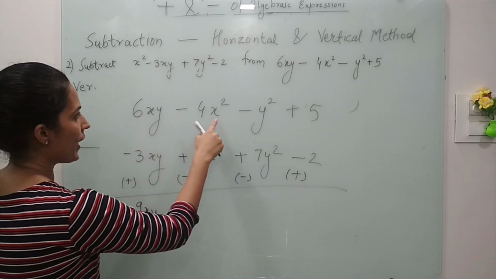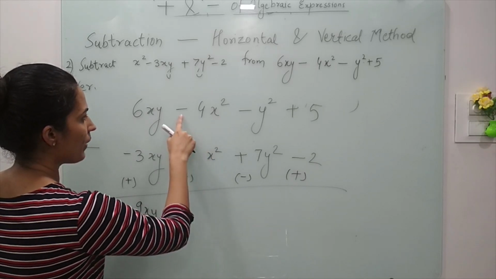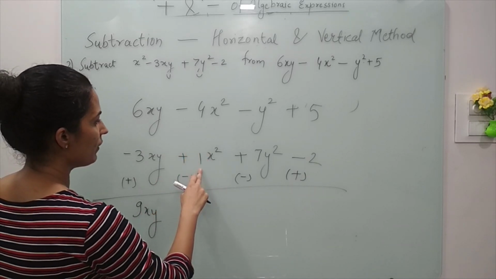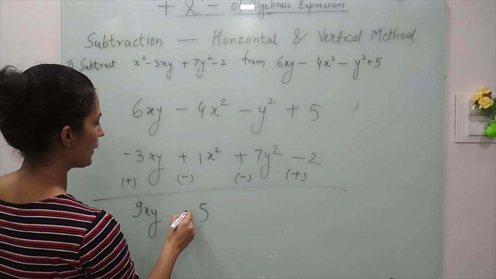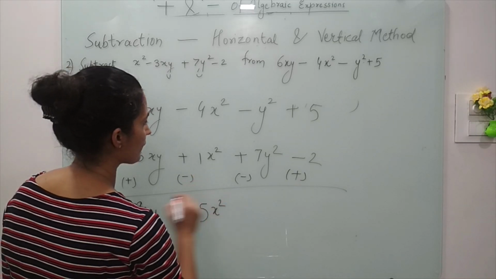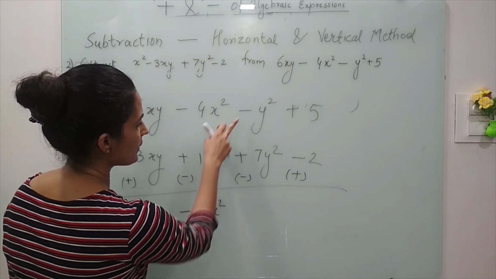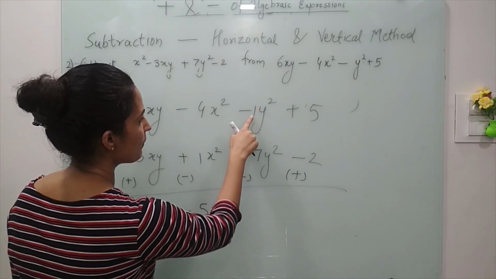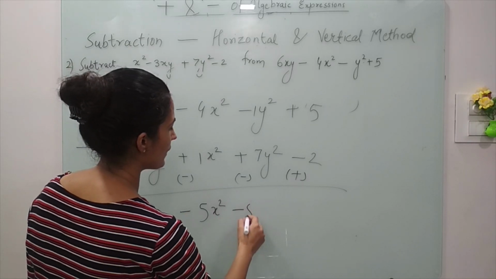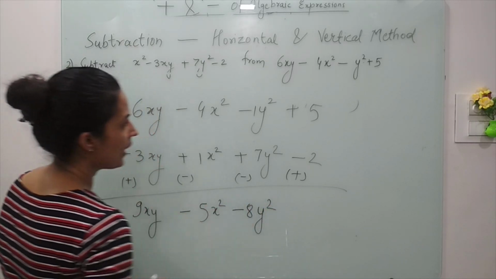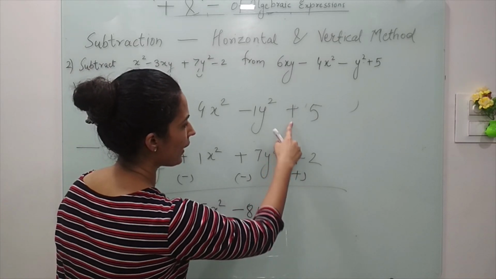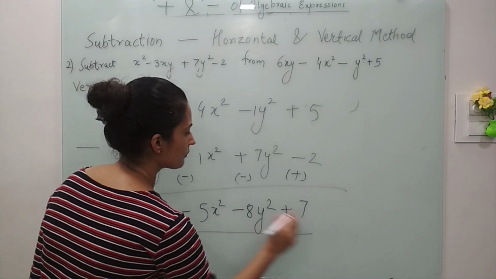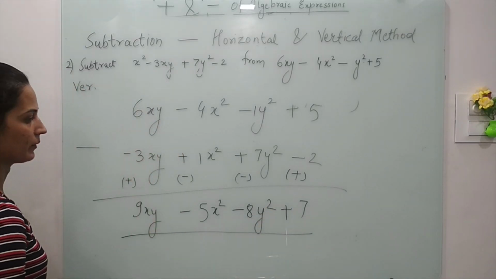This is minus 4x square minus x square. So minus and minus, there is nothing here, so that means it is 1. So 4 plus 1 will be 5 and the sign will be negative. So minus 5x square. Similarly here, the sign is negative at both the places. So numbers will be added. Here it is 1. 7 plus 1 is 8. Sign will be minus 8y square. And here it is 5 plus 2. This is equal to 7. So this is the final answer. This is how we solve it in the vertical method.